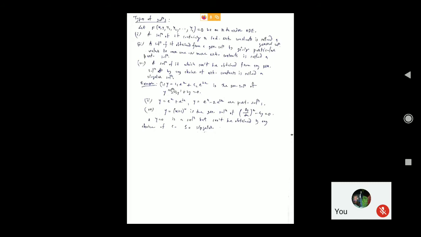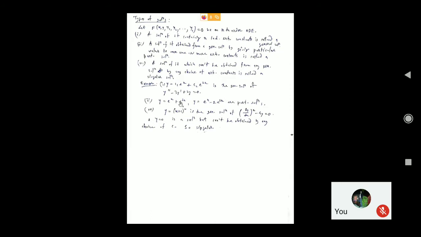For example, y = c1 e^x + c2 e^(2x) is a solution of this differential equation. This is called a general solution because it is a second order differential equation, and there you have c1 and c2, two arbitrary constants, hence it is a general solution.